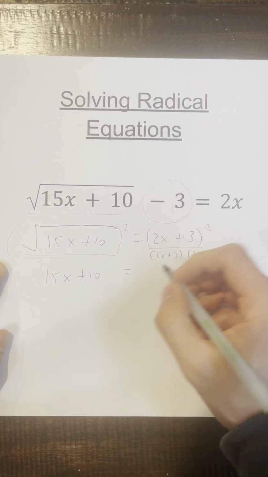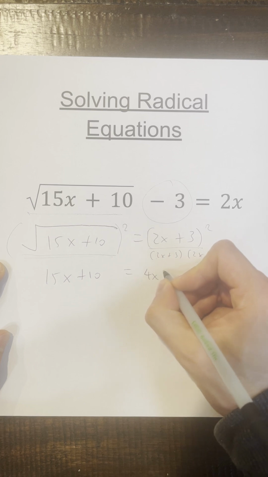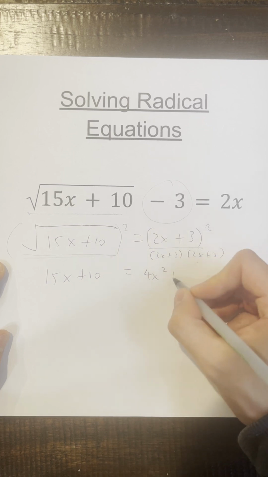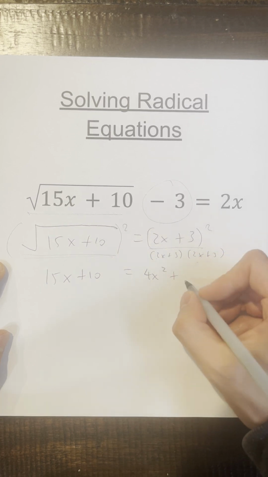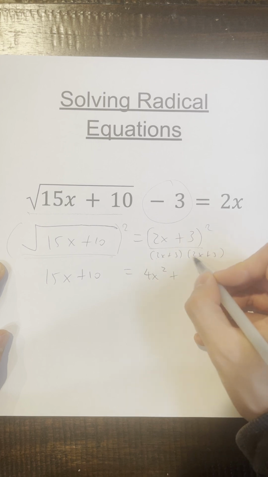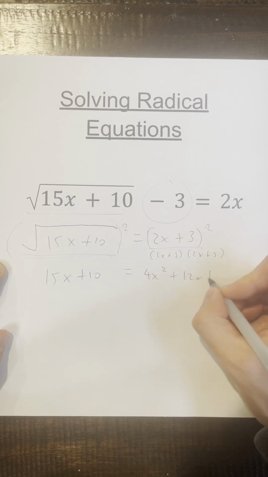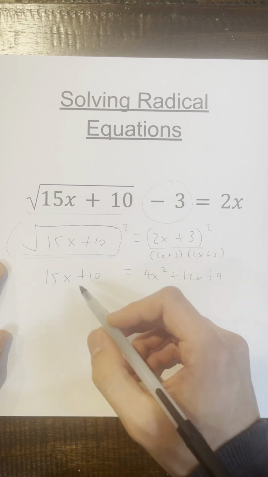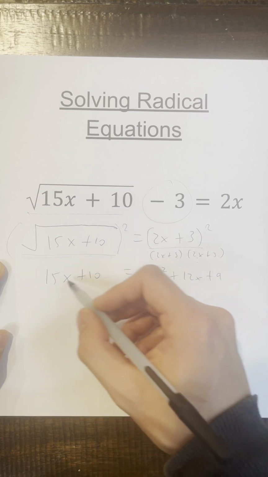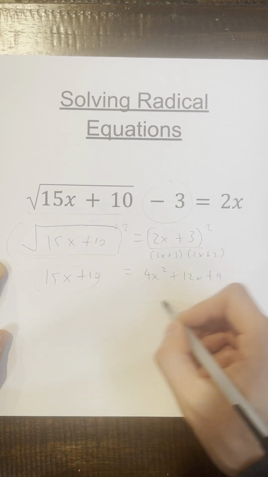So 2x times 2x, 4x squared, plus 2x times 3 is how many x? 6x, plus another 6x here, so 12x, plus 3 times 3, which is how much? 9. Okay, and now we're going to move everything to one side of the equation.